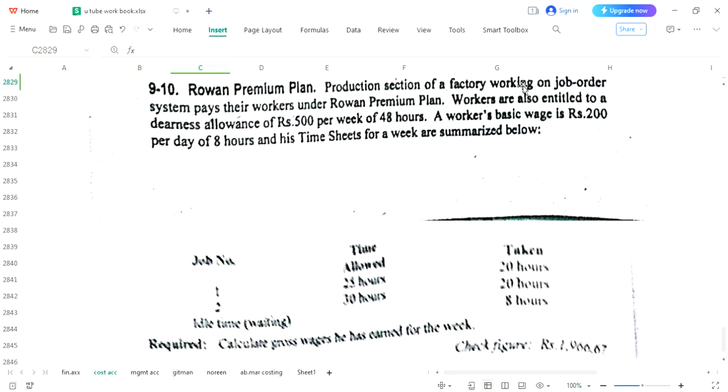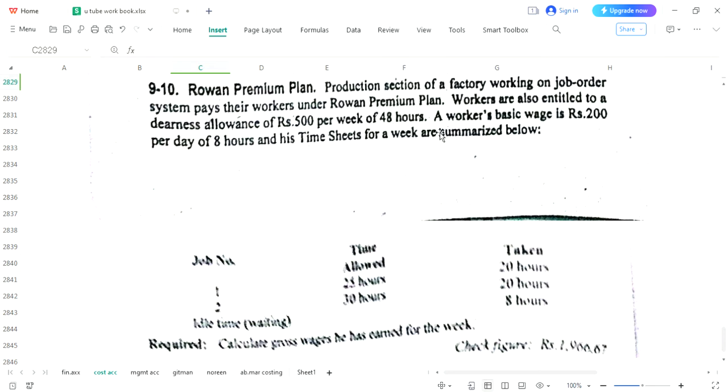Production sector of a factory, Rowan plan, workers allowance. This dearness allowance was never discussed before, and it is not associated with calculation as well. He had mentioned for 48 hours 500 rupees extra allowance. Dearness allowance is when your employer is paying you an amount regardless of your working. That means if you are working or not working, you will be getting 500 rupees.